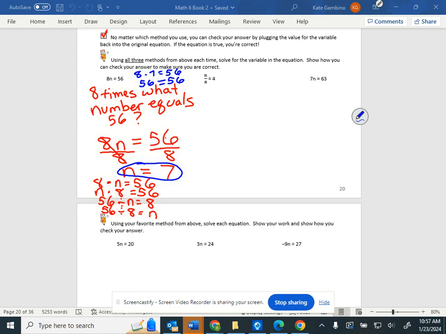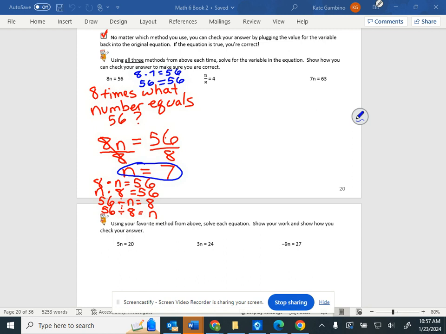Melanie. I don't get why do we do 8 divided by 8 and then we get a 1, but the 1 doesn't help us? Well, can we say 8n equals 7? We want to get the n by itself. So a variable by itself is 1 times that variable.